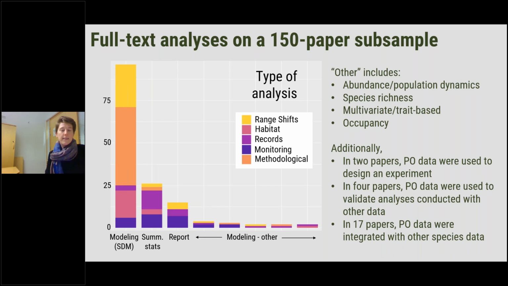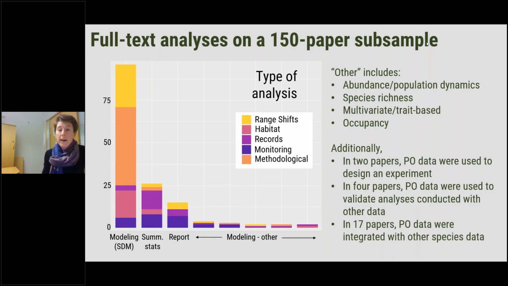As we expected to see, when we're looking at the types of analyses that these papers used, the majority of our subsample used some kind of species distribution modeling methods, but there really was a variety of approaches taken. A lot of papers reported summary statistics instead of modeling results, and several papers just reported the observations without analysis. We were also intrigued by a handful of papers that used some creative methods to look at things like abundance, population dynamics, species richness, and other things that go beyond distribution.